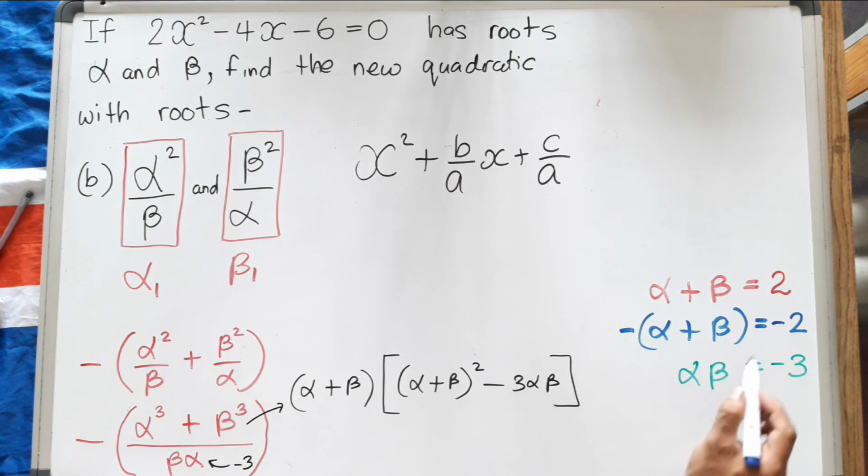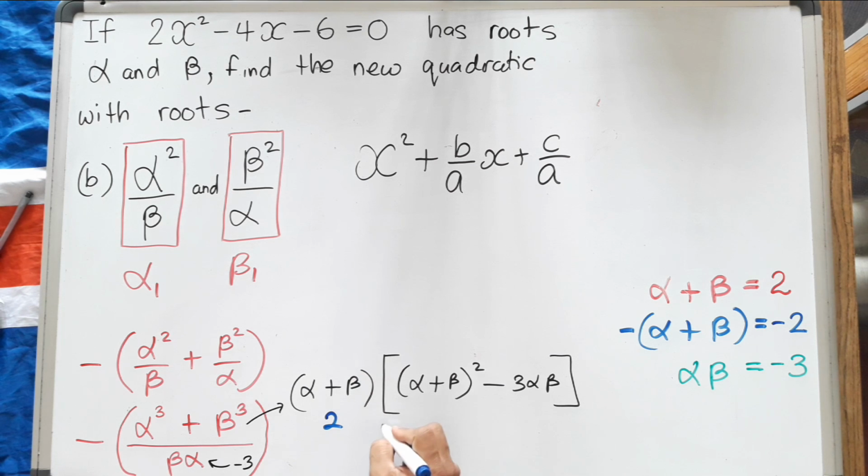Alpha plus beta is 2. We'll have to square it. And alpha beta is minus 3. Remember, two negatives make a positive. So 2 squared is 4. Minus 3 by minus 3 is positive 9.